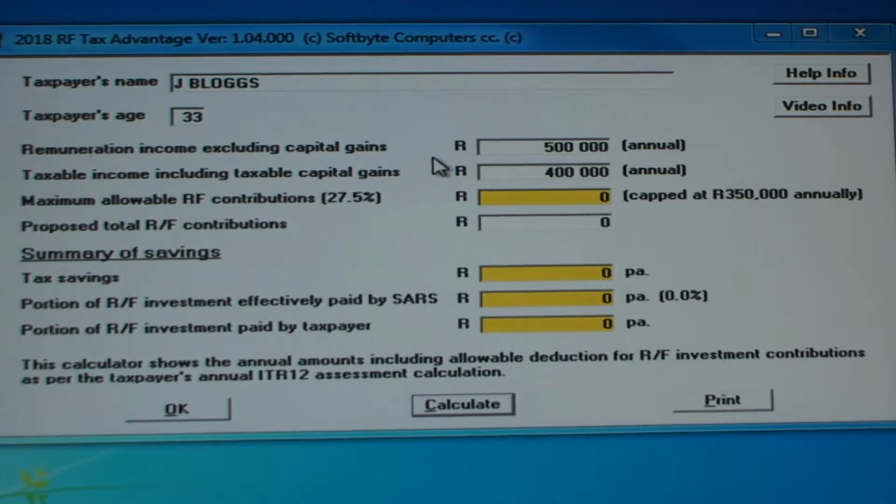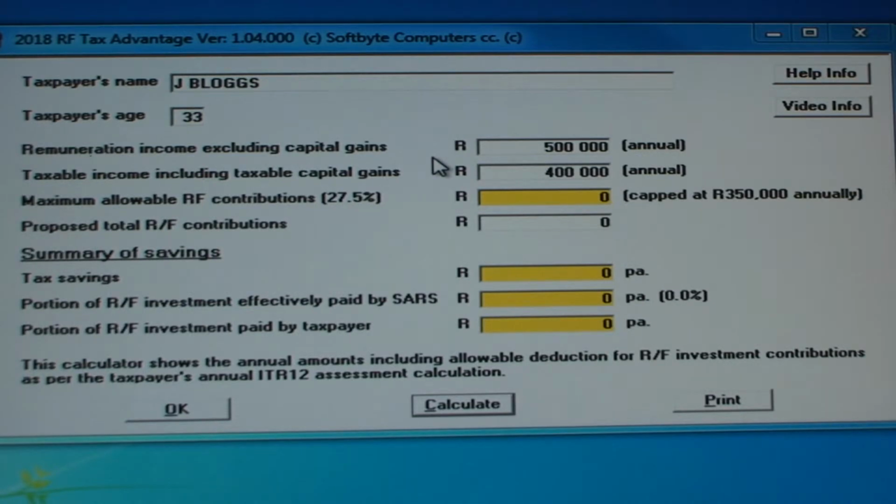Secondly, the allowable deductions are utilized in determining taxable income. In an example where a taxpayer earned a salary of 500,000 Rand and was allowed a claim of 100,000 Rand for travel, you would enter 500,000 Rand for remuneration and 400,000 Rand for taxable income. Taxable income is income less allowable deductions.